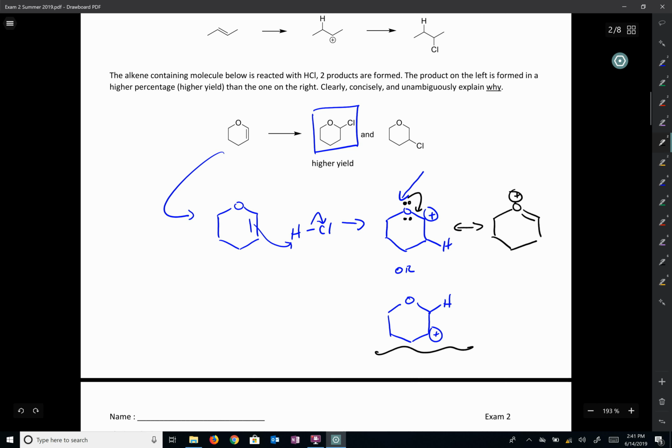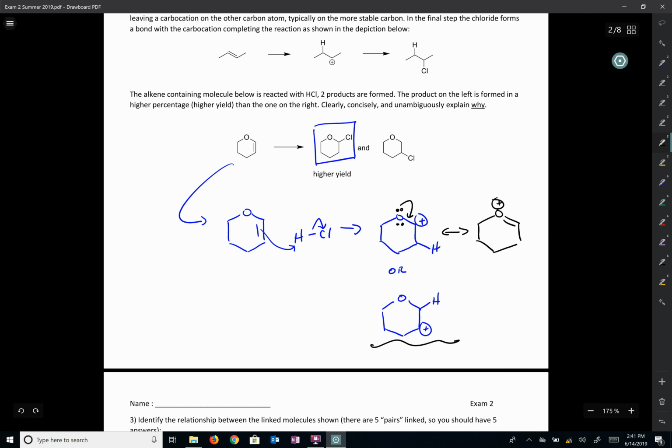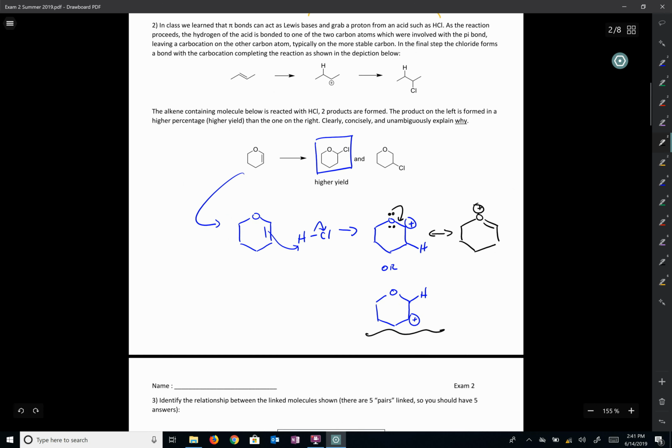Here we can't really stabilize that. It's a secondary carbon, and there's no resonance or there's nothing else around really. So that one's just kind of stuck. But for this top one here, we can do some kind of resonance stabilization. So some kind of argument talking about resonance and stabilizing the positive charge. That's what I was looking for here. Okay.